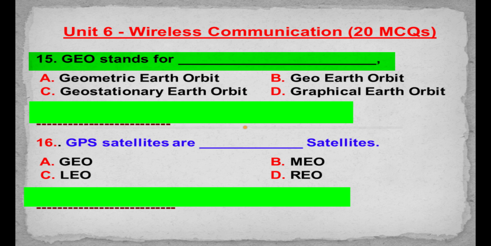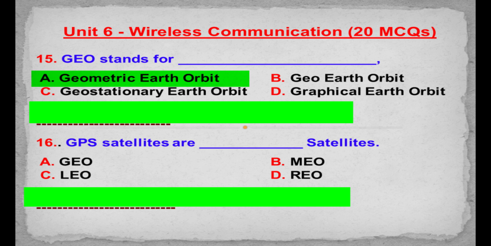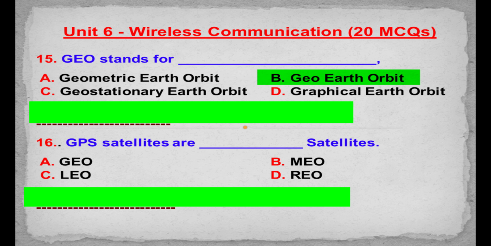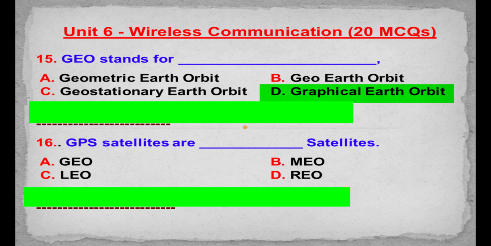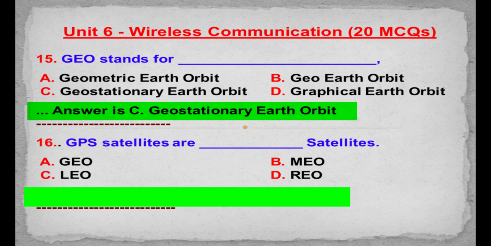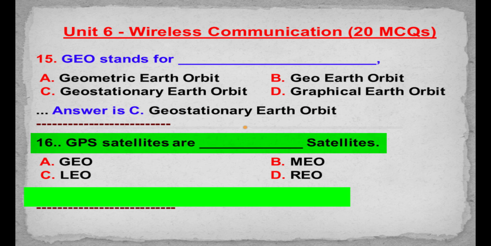MCQs number 15. GEO stands for Option A, geometric Earth orbit. Option B, geo-Earth orbit. Option C, geostationary Earth orbit. Option D, graphical Earth orbit. Correct answer is option C, geostationary Earth orbit.